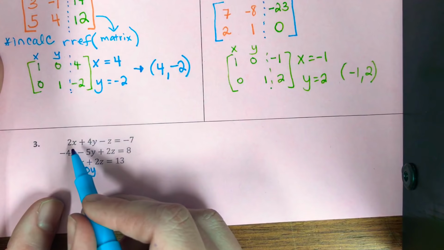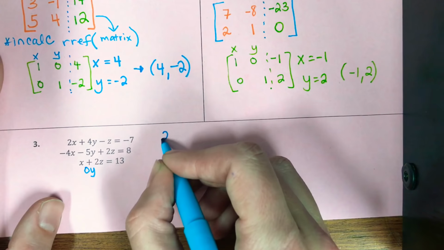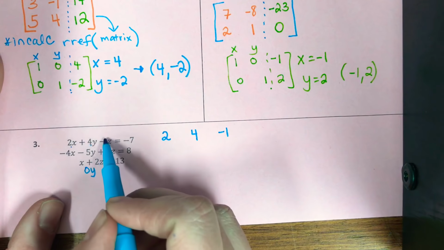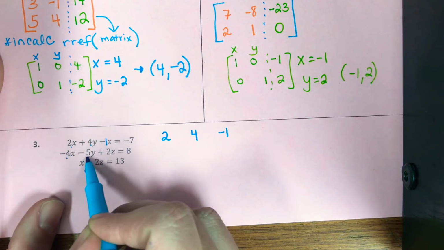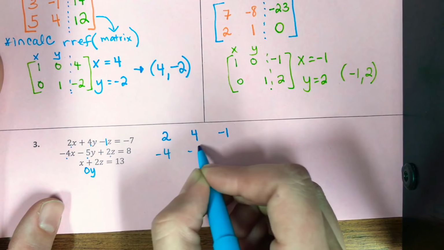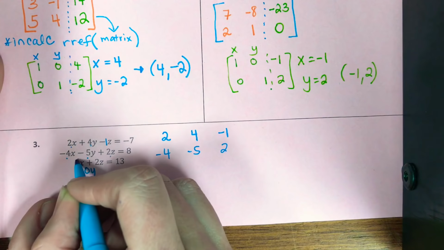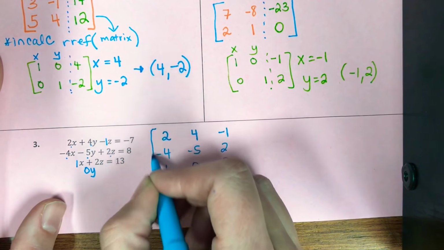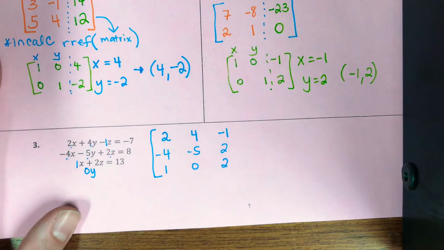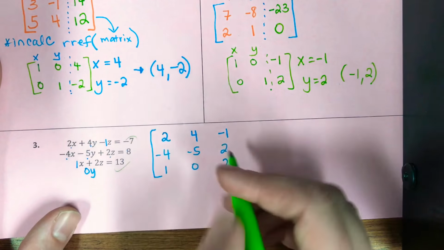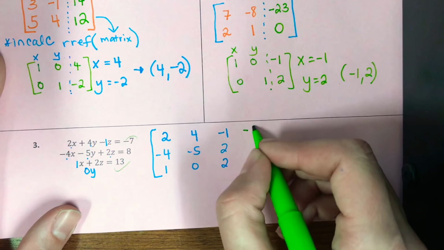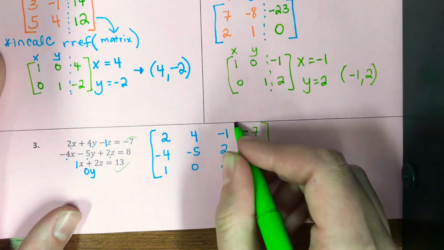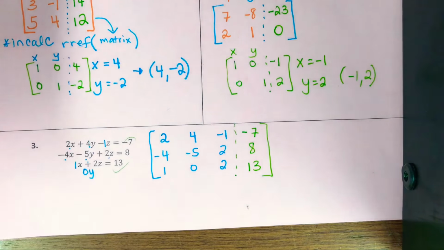So my coefficients here, I'm just going to write 2, 4, negative 1, and then negative 4, negative 5, and 2, and 1, 0, 2, because it goes in order, x, y, and z. And I'll add my constants, negative 7, 8, and 13. Give a little separation, and we're going to do the same thing.